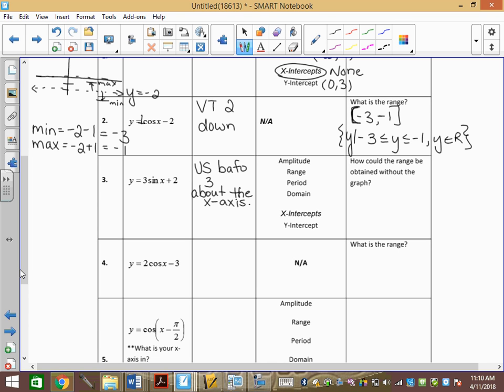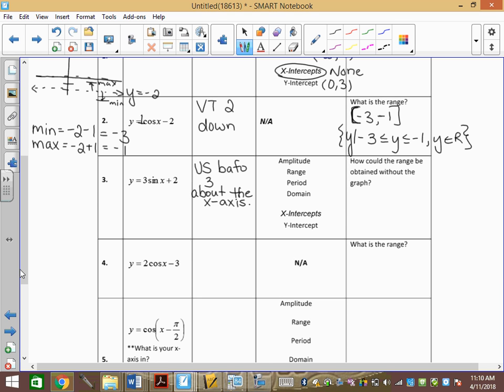Are you allowed to use short form on tests? No. Are you allowed to drop "about the x-axis" because you're not sure which axis? No, that would be really silly. Yeah, almost as silly as the balloon. It would not be good. Okay.